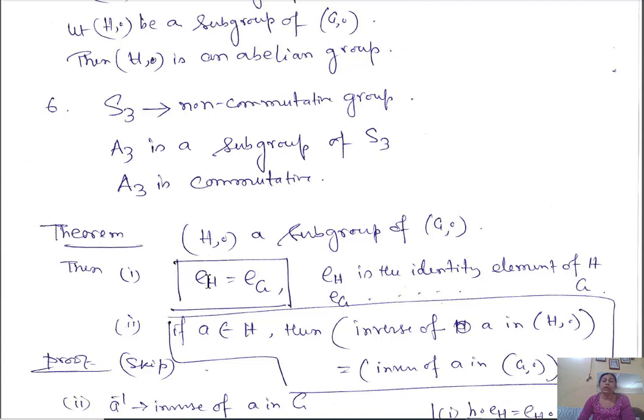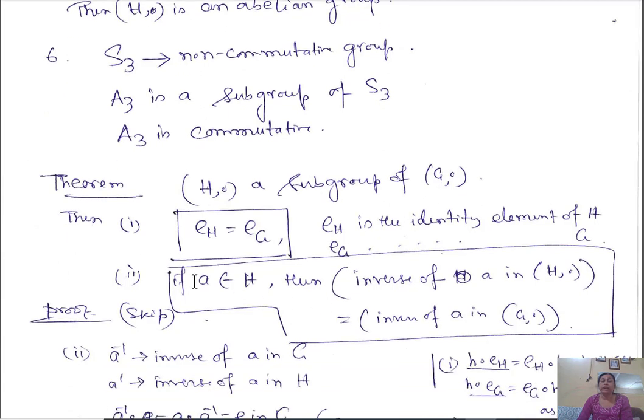Okay, if you say this is a subgroup, it means this is also a group. So if the identity element here is EH and the identity element in G is EG, then EH and EG are essentially the same. All the subgroups of this group will have the same identity element as G has. Another thing is, if A belongs to H, then its inverse in H is the same as its inverse in G.